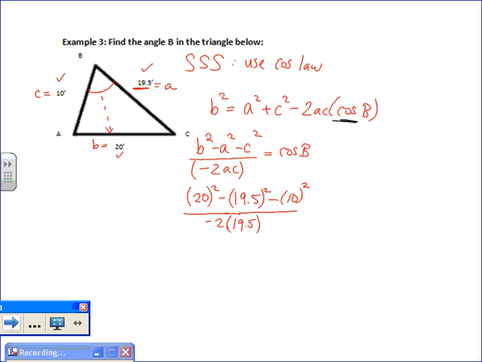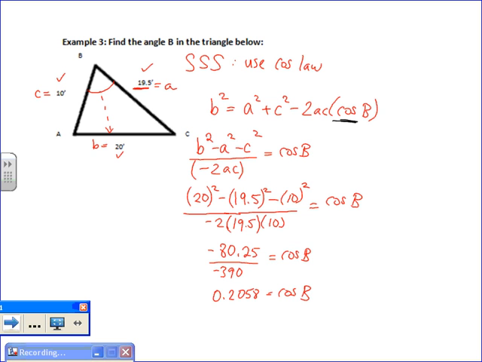Times 10. That's equal to the cos of angle B. Okay, so go ahead and we do that math. And on the top, I'm going to get negative 80.25 divided by negative 390. And that's equal to the cos of B. And so a negative divided by a negative is going to give me a positive answer. And I get 0.2058 equals the cos of B.